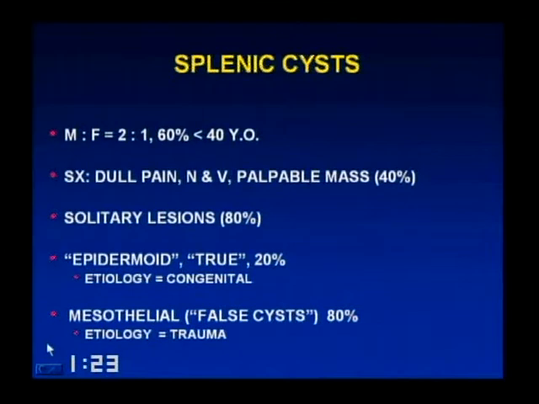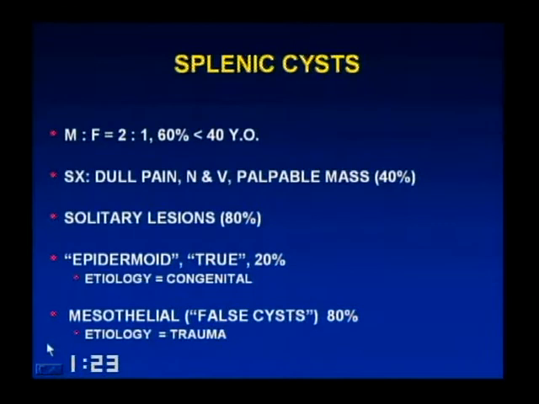So if you see what looks like a cyst in the spleen as an incidental finding, the patient has no known malignancy, no lymphoma, no signs of infection, you're probably dealing with a cyst, and it may be due to previous recognized or unrecognized trauma, in which case it's actually a false cyst, or mesothelial or post-traumatic cyst.